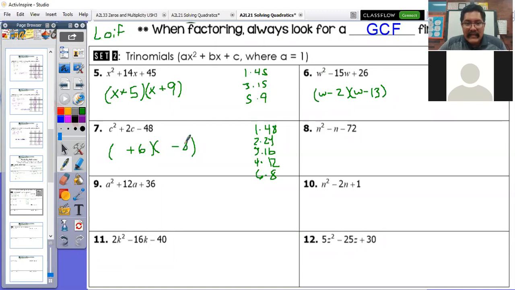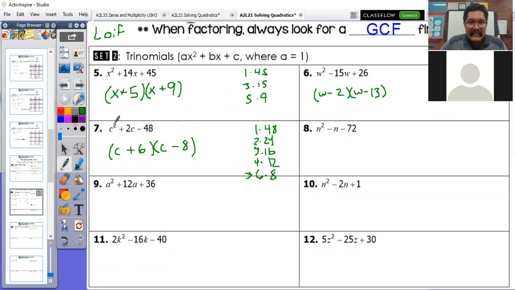6 and 8. Now, here's kind of a hint. Sometimes on these you have to guess, but you want to make the best guess. To make the best guess, pick the numbers that are closest to each other. So 1 and 48, they're really far apart. 2 and 24, closer. 3 and 16, closer. 4 and 12, but 6 and 8 are right next to each other. So I always pick the two factors that are the closest to each other. Now let's see if this works out.